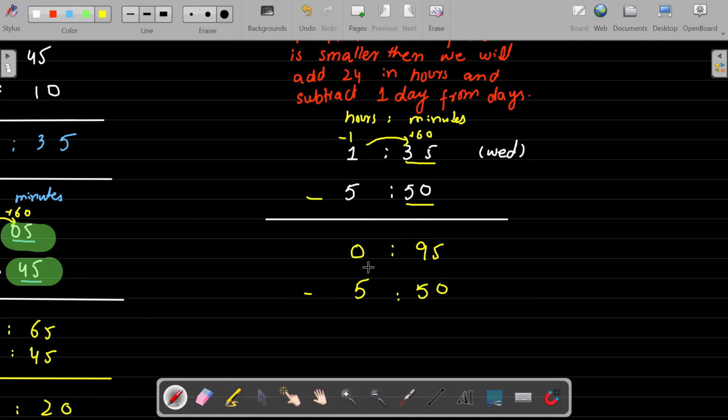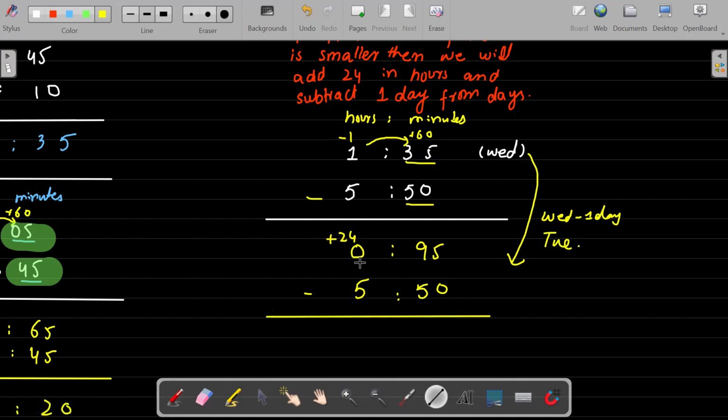Okay, now there is one more anomaly. You cannot subtract 5 from 0. So what are you going to do? You are going to add 24 in the R section and you will be subtracting 1 day from this day. Like from Wednesday minus 1 day and you will be getting Tuesday. Your day will shift to Tuesday. Okay, so now we are going to subtract because we have completed our values.